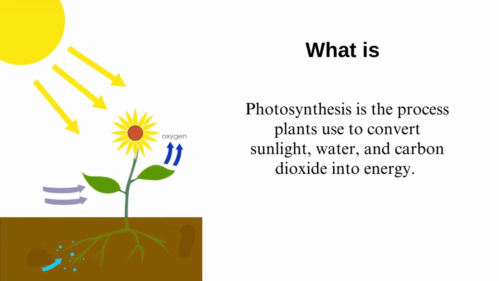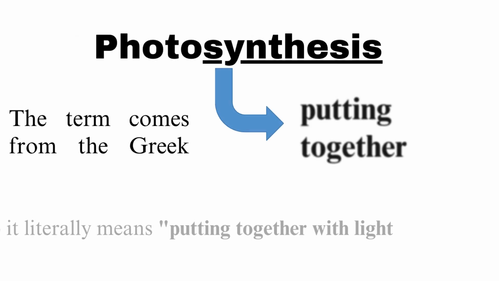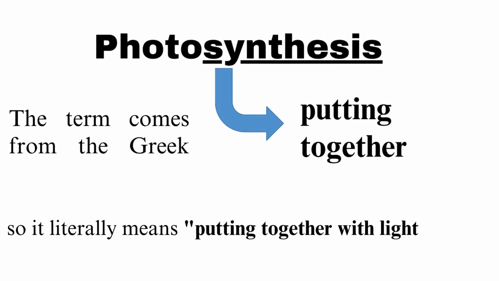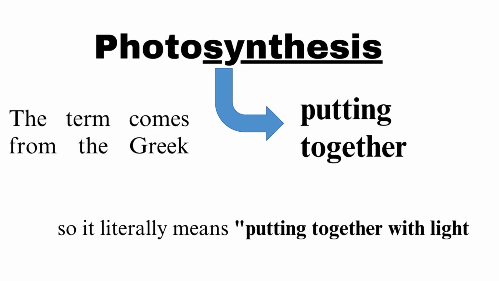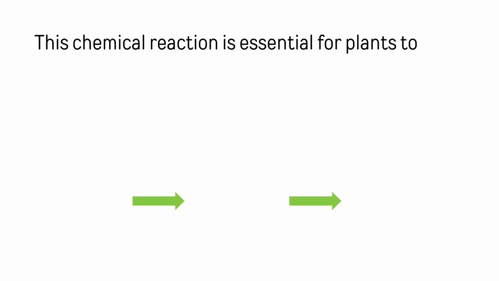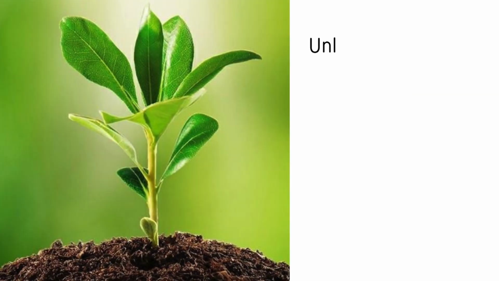Photosynthesis is the process plants use to convert sunlight, water, and carbon dioxide into energy. The term comes from the Greek words photo, meaning light, and synthesis, meaning putting together. So, it literally means putting together with light. This chemical reaction is essential for plants to survive, grow, and reproduce.